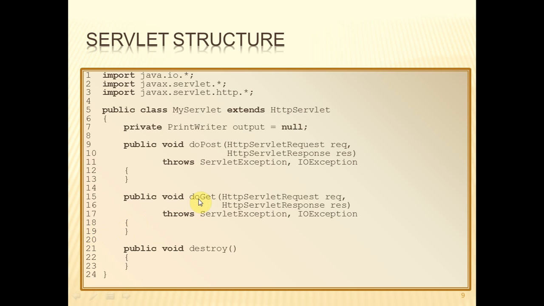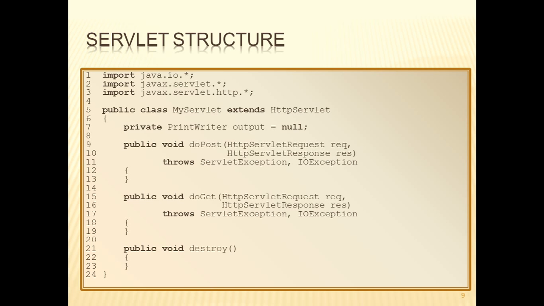When an HTTP GET request is received by the server, and it finds that the servlet is present, then the servlet container will call the doGet method. If, on the other hand, the HTTP request is a POST request, then the servlet container will call the doPost method. So it depends on what kind of request comes in as to which one of those 2 methods will be called.